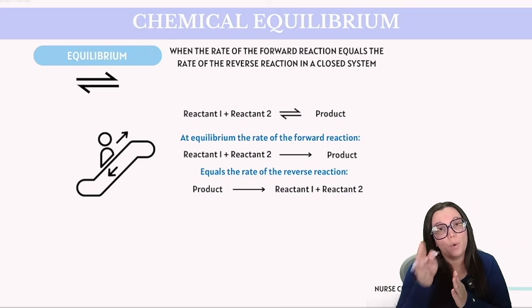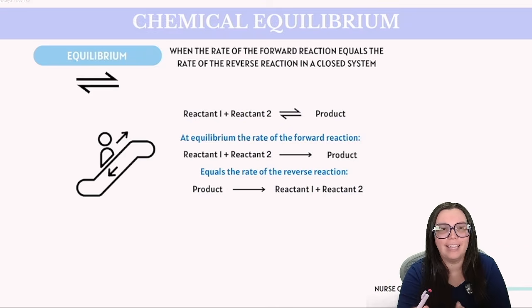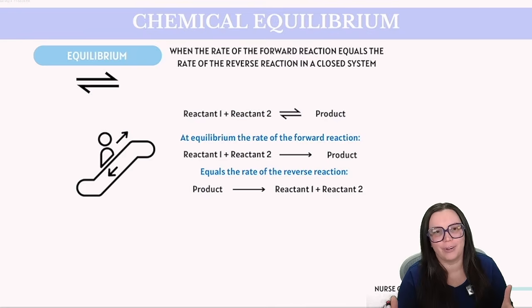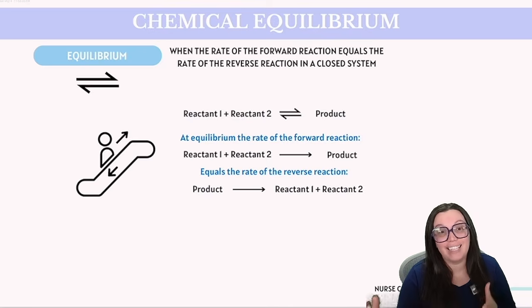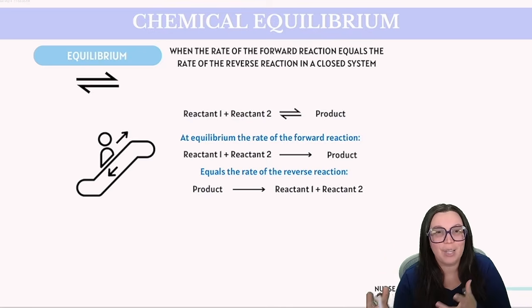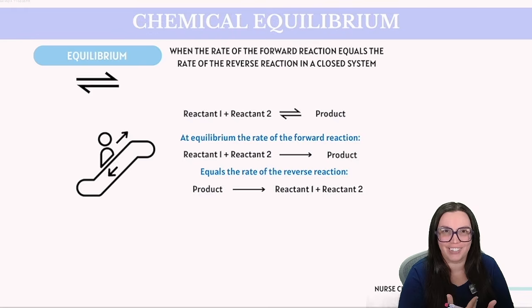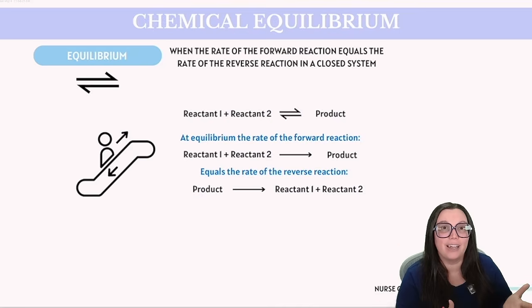So initially, the forward reaction proceeds more rapidly than the reverse reaction due to the higher concentration of reactant particles compared to the product particles at the start. However, as the concentration of the products reaches a certain level, the reverse reaction is going to begin to occur. Equilibrium is said to be established when the rate of the forward reaction matches the rate of the reverse reaction. At this stage, the concentrations of both reactants and products are going to stabilize and remain unchanged.